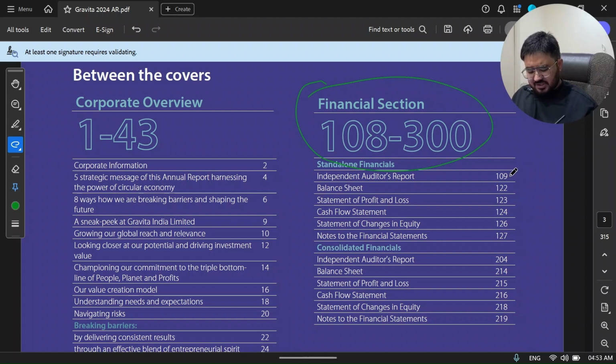First of all, we will see the independent audit report and then the 3 standalone statements, and afterwards, of course, it is near about the same, the 3 consolidated ones. I always see the consolidated ones whenever I take any investment decision because it gives me the full picture. So now let's get into it.